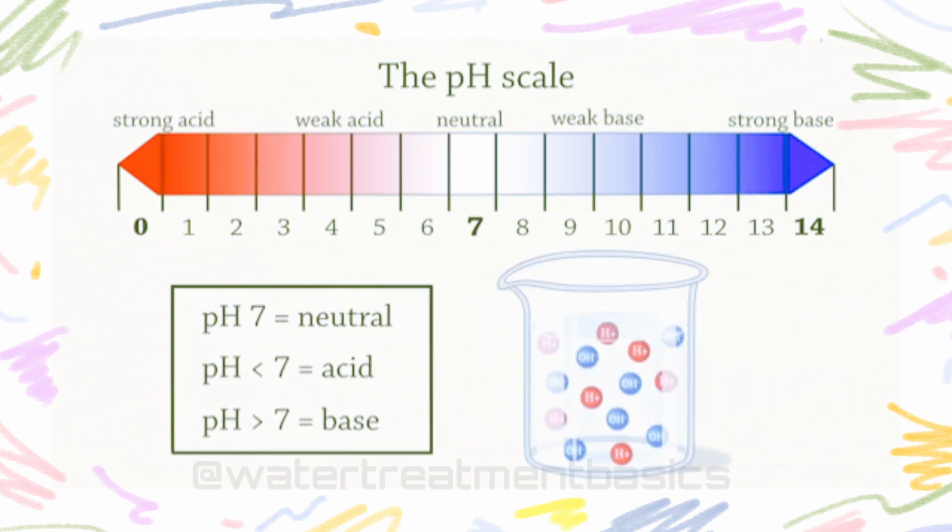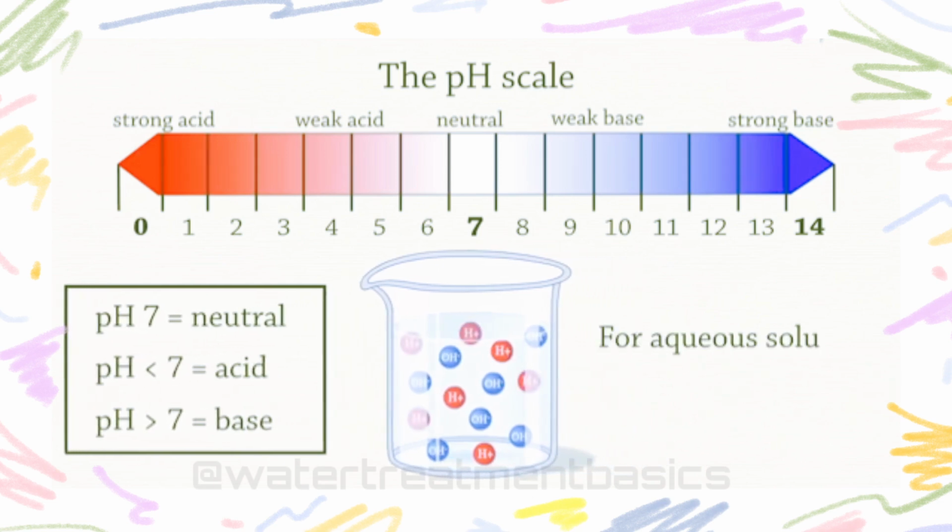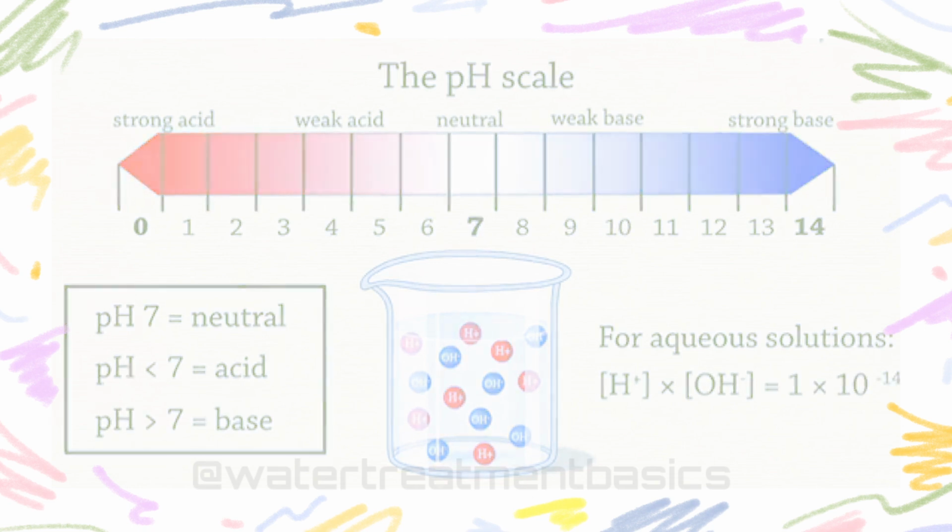Another way to think about this is that the concentration of H+ and OH- ions depend on each other. The more H+ ions there are in a solution, the fewer OH- ions. The more OH- ions there are in a solution, the fewer H+ ions. We can express this mathematically. For aqueous solutions, the product of H+ and OH- ions is a constant. The concentration of H+ ions times the concentration of OH- ions equals 1 times 10 to the negative 14.